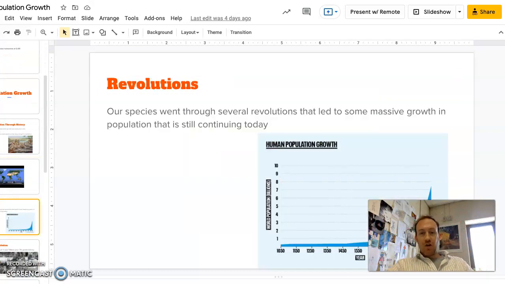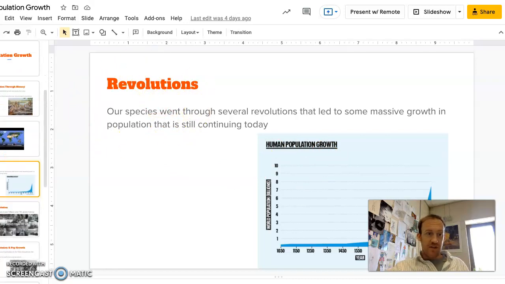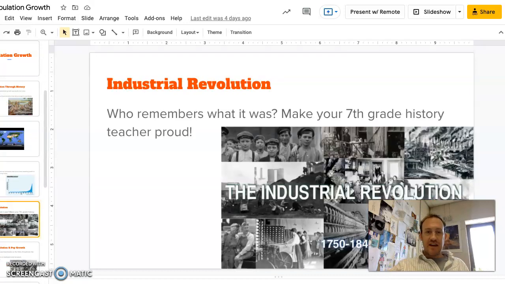All right, so as you guys saw, population for our species throughout most of history, for like 99.99% of human history, was really slow until about 250 years ago. And then we hit several revolutions, okay, that led to major changes for our species. First one was the Industrial Revolution. So you learned about this in your 7th grade history class. Hopefully you remember a little bit about it.